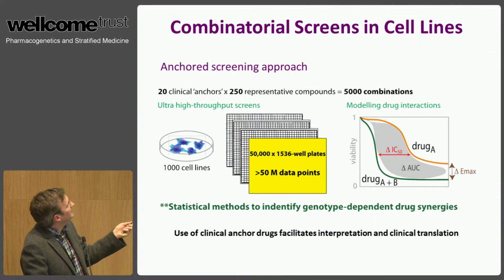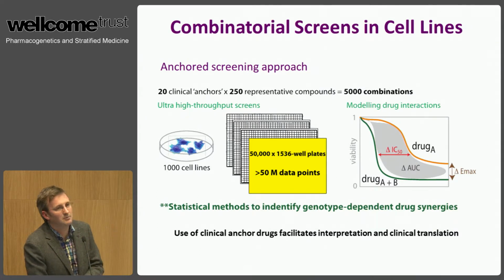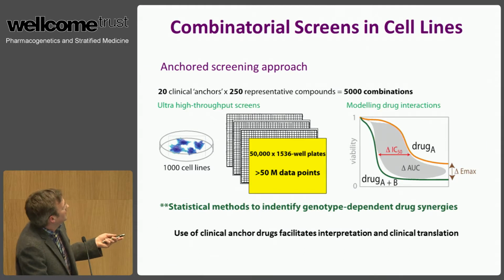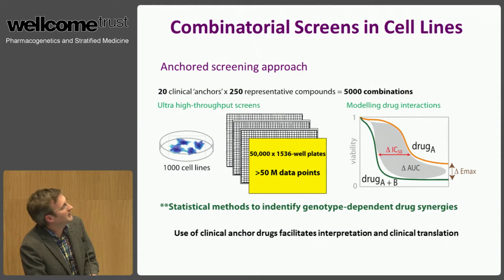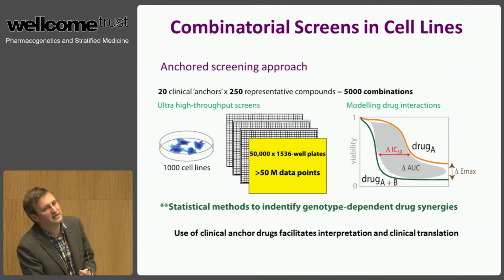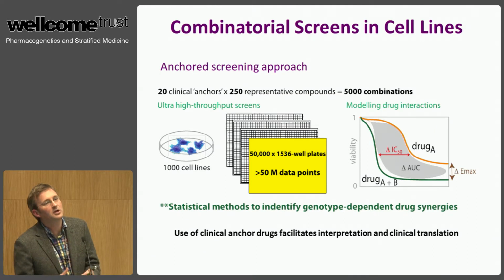We're taking 20 clinically used drugs. These are what we call the anchors, and we're screening them in combination with 250 more experimental molecules to give approximately 5,000 two-drug combinations. We're going to do this using what I would define as an ultra-high throughput screen across 1,000 cell lines. This will require us to generate 50,000 1536-well plates and 50 million data points. So the scale of effort here is very large, to really get a handle on the number of combinations and the number of different cancer subtypes.